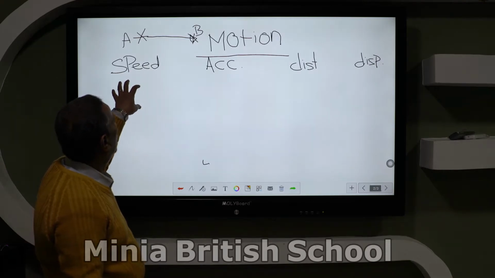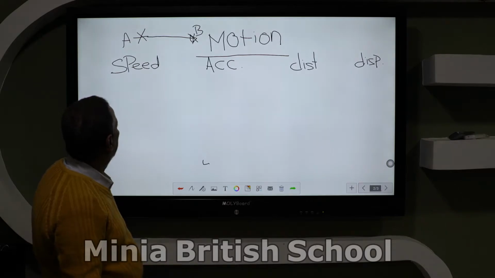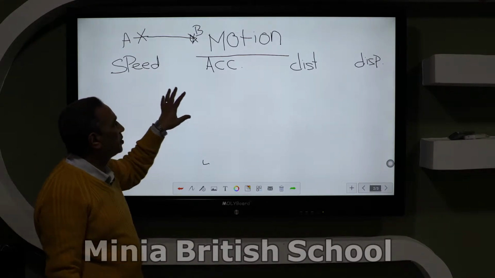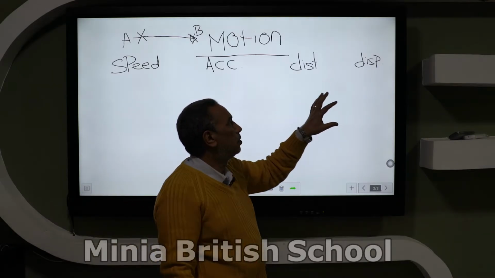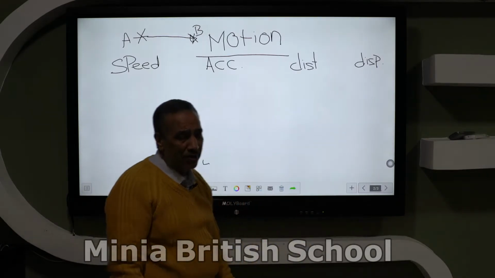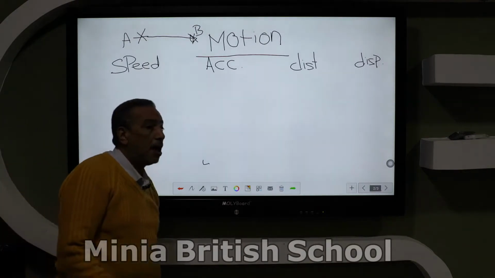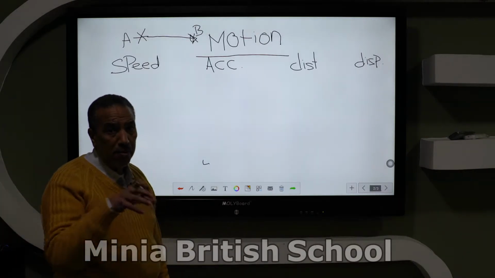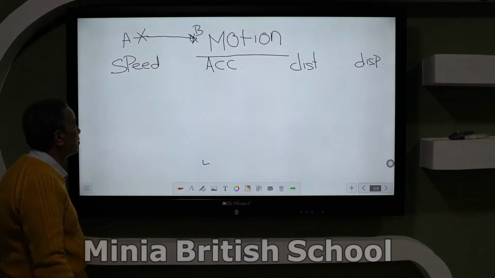Under motion, we are going to take different concepts. First we'll take the speed, second the acceleration, third the distance, and fourth the displacement. Each one of them includes a meaning and a mathematical rule to solve the whole equation. First we'll take the speed.